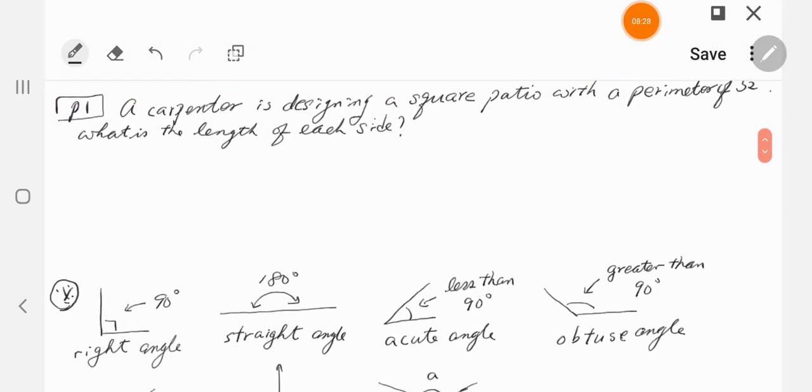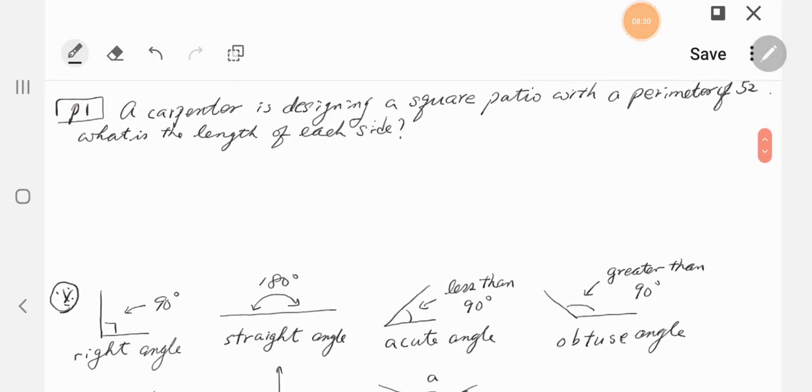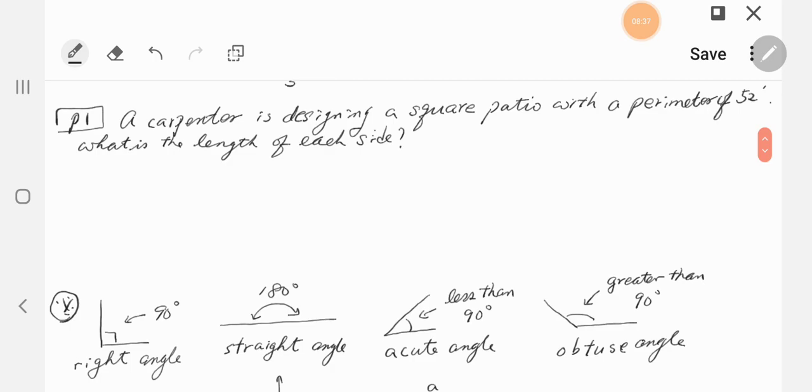Okay, problem 1. Okay, always at the problem numbers, you pause this and then solve it. All right. A carpenter is designing a square patio. It says square patio, so the diagram will be a square, right? Let me draw a square. Square means all four side lengths are the same, with a perimeter of 52. Same thing, the perimeter is given, 52 feet. So perimeter is the sum of all four side lengths. What's the length of each side?